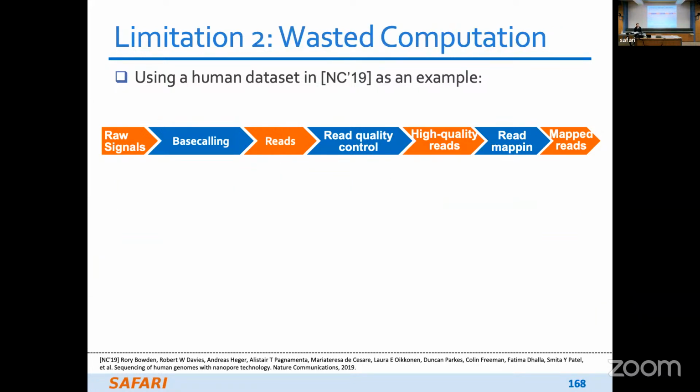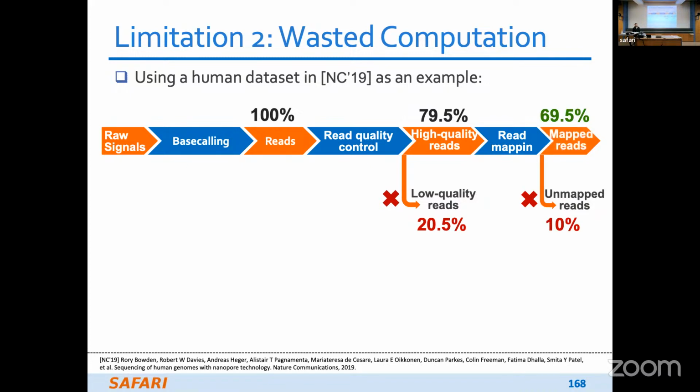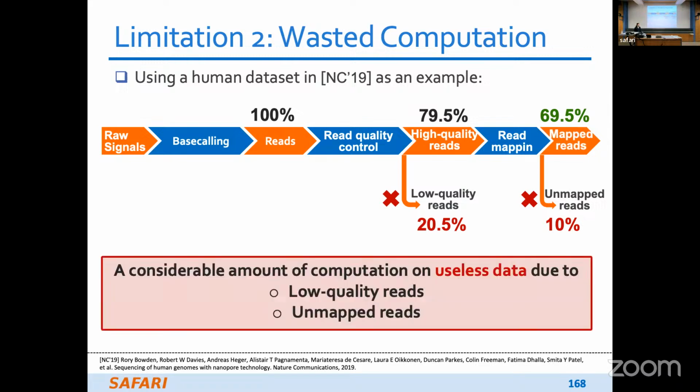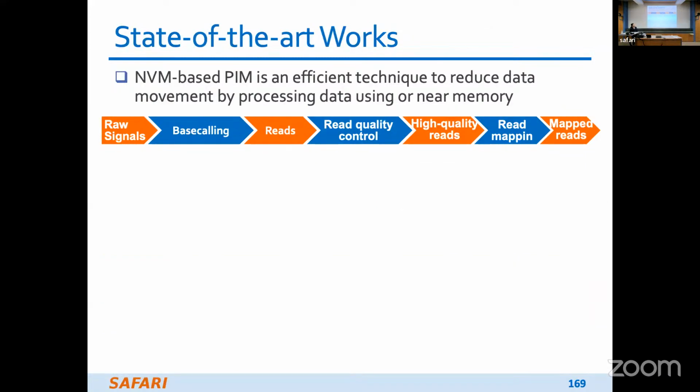And the second limitation here is the wasted computation. We still use the human data set to continue showing the limitation. For example, after base calling, we have all of the reads, but after the read quality control, we only have less than 80% of the reads that are useful. And after the read mapping, we only have less than 70% of reads that are useful. So we conclude that there is a considerable amount of computation on useless data due to the low quality reads or the unmapped reads. And let's have a look at what the state-of-the-art works have done in this area.